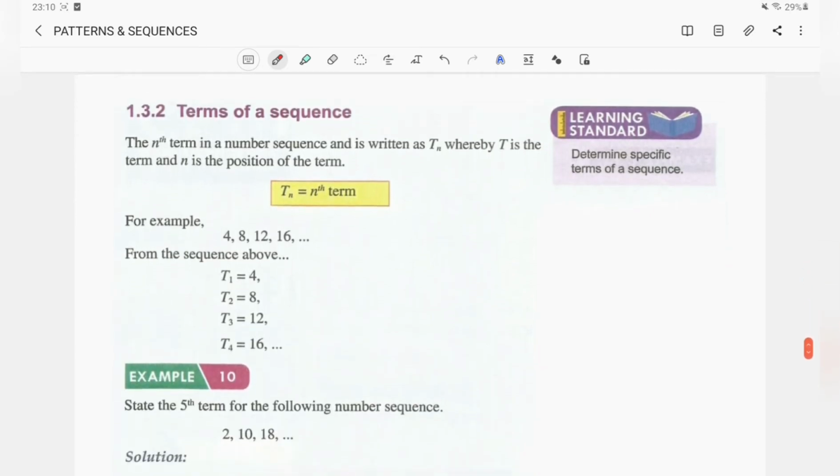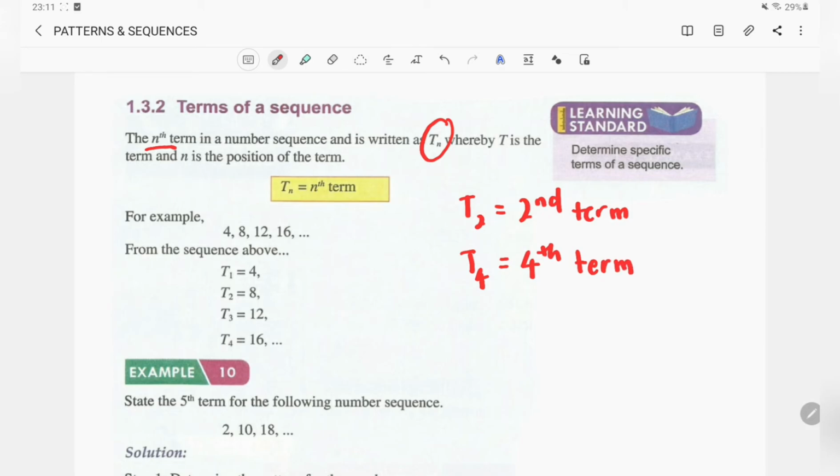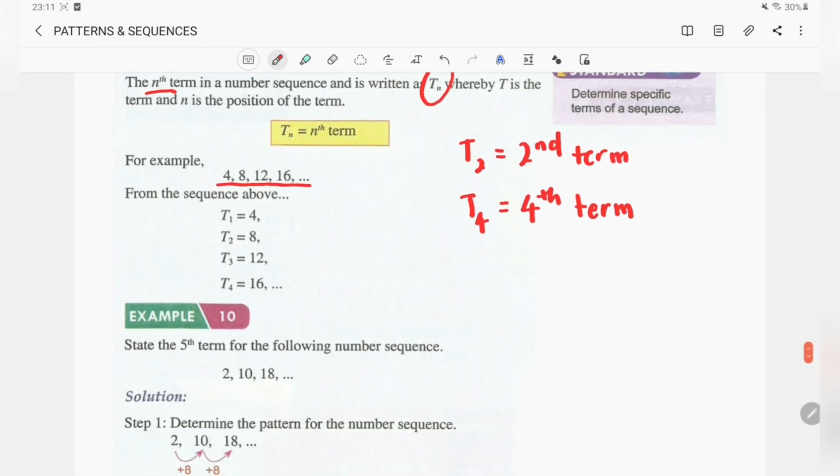Next, 1.3.2, the terms of a sequence. The terms of a sequence, the nth term, number yang keberapa, in a number sequence is written as Tn. T is the term, n is the position. For example, if I write T2, this means the second term. If I write T4, this refers to the fourth term. Look at the example. Given the number sequence 4, 8, 12, 16 and so on. From the above, T1 is equal to 4, T2 is 8, T3 is 12, T4 is 16 dan ada lagi number yang seterusnya.